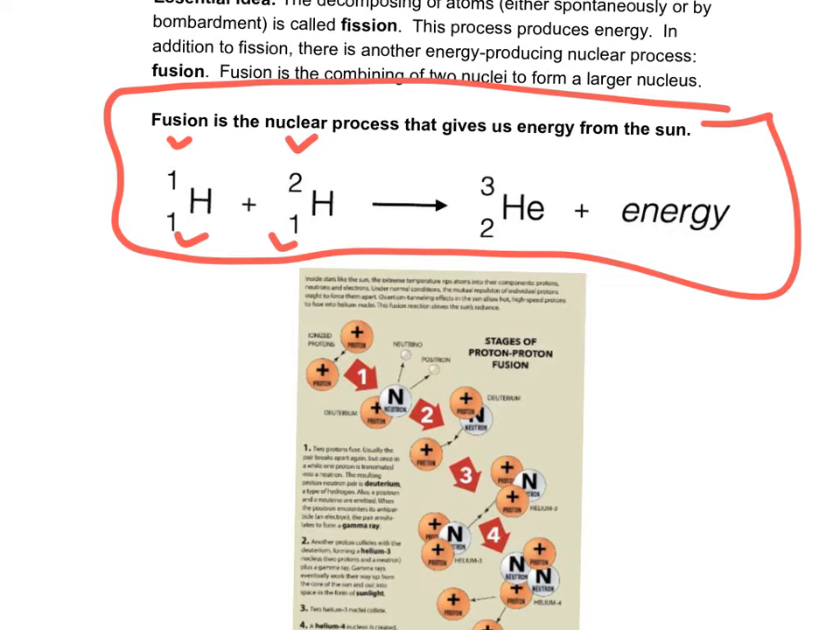Simplistically, if you fuse those together, you now have a nucleus with 2 protons, so I can't call it hydrogen anymore. I have to call it helium. From a mass number standpoint, the mass number is now 3 because it has 2 protons and 1 neutron. And then lots of energy is released from that fusion process.